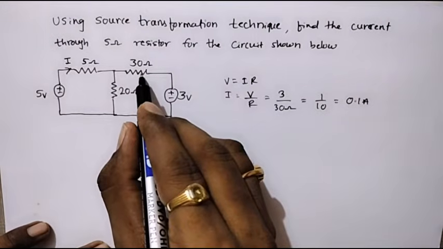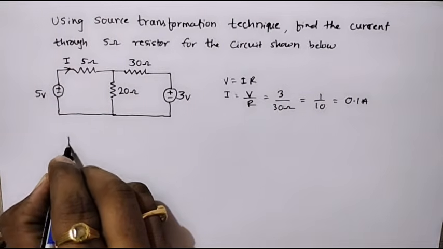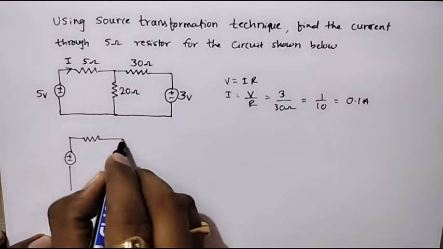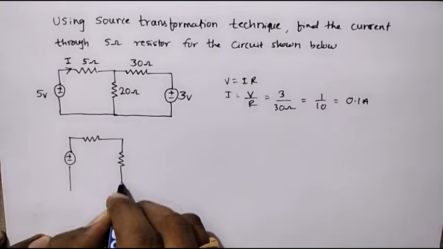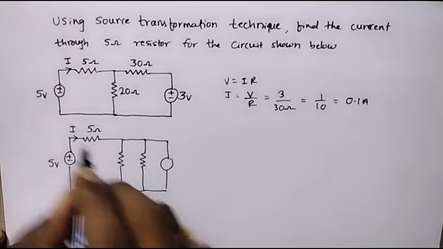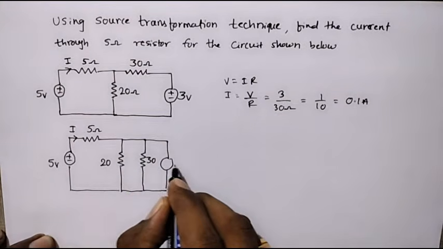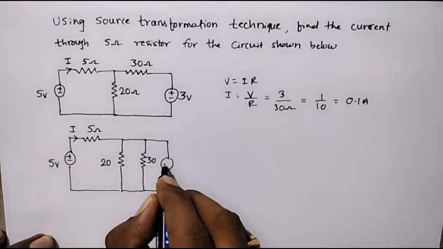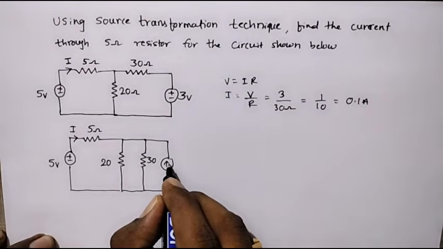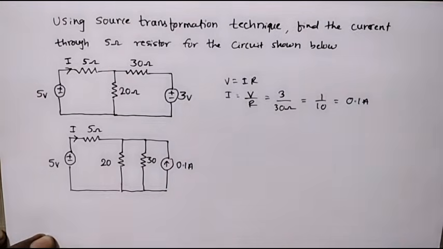Then this 30 ohm resistor will be connected in parallel with the current source. I'll redraw the circuit with the current source. Here the direction of the current source is up, as this is plus minus, so the head end of the arrow should be at the positive side. The magnitude of this is 0.1 amps.